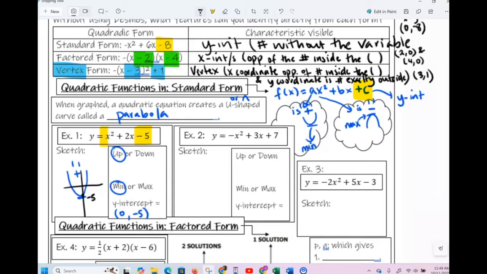All right, so example 2. So what do I have? My A value this time is -1. What does that mean? It means negative people are what kind of people? Unhappy people. So now I have what kind of parabola? An N with a maximum. So this is opening down with a maximum, right? And the y-intercept, again, is the number without any variables, which is 7. So writing that in coordinates, it's going to be 0, then 7.